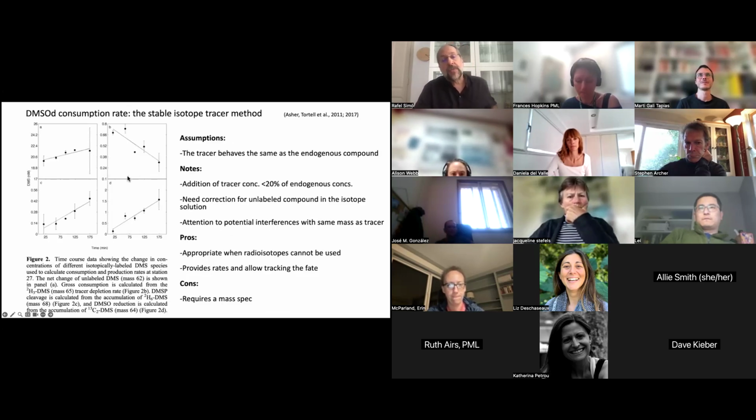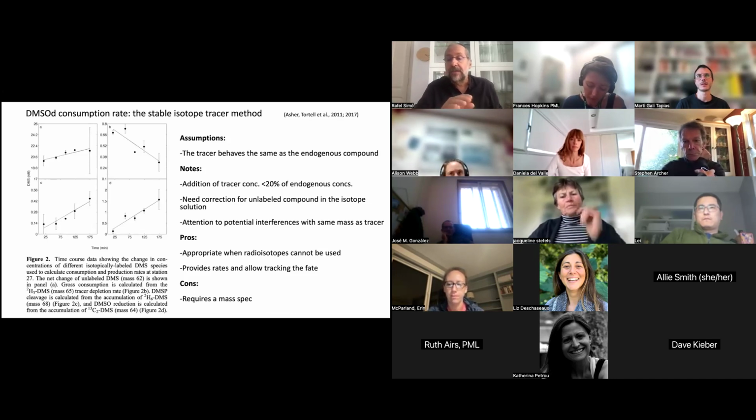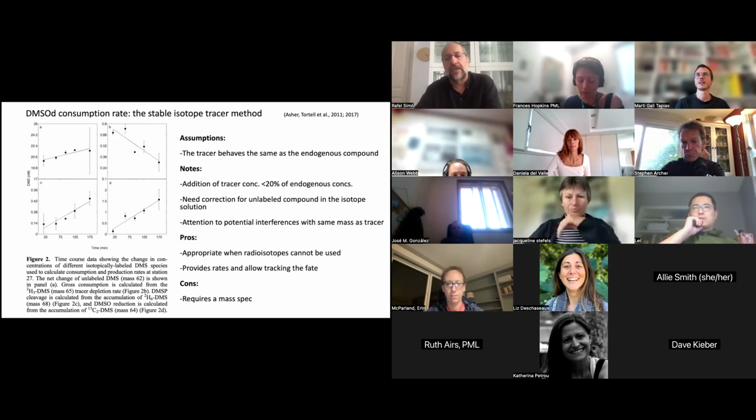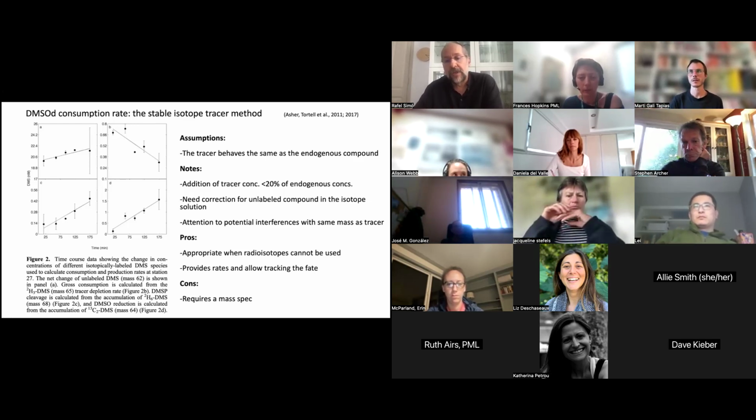This is pretty powerful. The assumption is that the labeled tracer that you're adding behaves the same as the endogenous compound. So you need to add this tracer at very low concentrations, and these authors say less than 20% of the endogenous concentration of DMS, for instance, or DMSO or DMSP. You need to correct for, or at least watch out for, any unlabeled compound that is present in your labeled compound solution, because there's nothing like 100% purity in these labeled compounds. And pay attention to potential interference with other compounds with the same mass as your tracer.